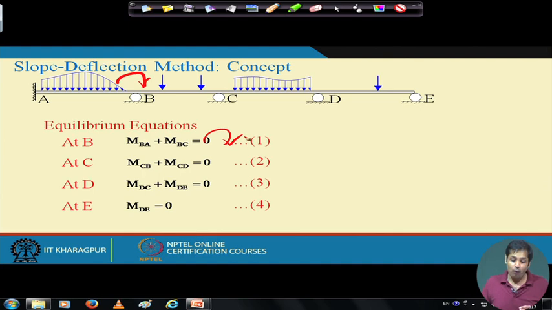The essence is whatever internal forces, the MBA, MBC, these are all internal forces, right? And the equilibrium conditions say that internal forces are equal to external forces. Since internal forces here mean internal moments, the summation of all the internal moments should be equal to the external moment. The external moment is 0 here, that is why the summation of all the internal moments is 0. This is the equilibrium condition, right?